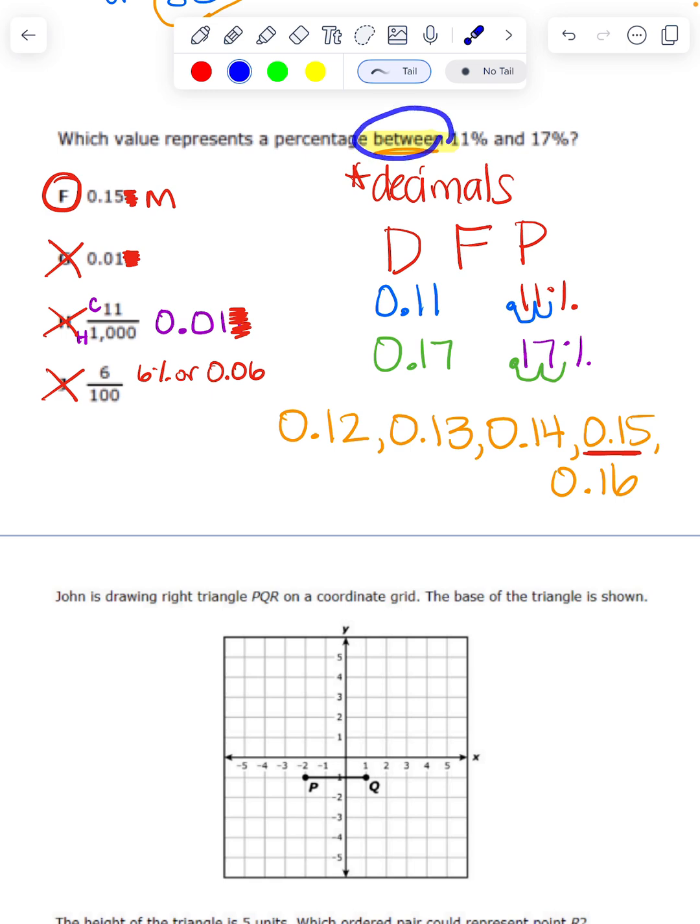Again, the keyword was between, and I just counted what's in between 11 and 17: 12, 13, 14, 15, and 16. All right, and no 3 decimal places. Get rid of that third decimal place. All right, go try number 3 on your homework. Come back to the video when you're done.